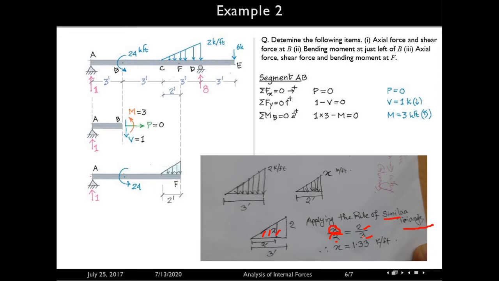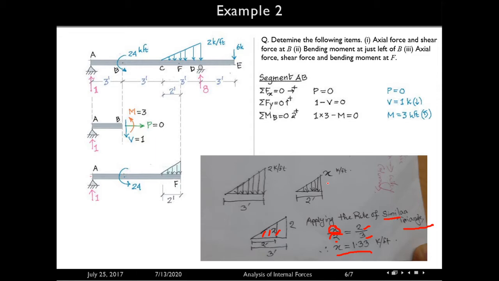So by applying this similar triangle rule, we can easily calculate the value of x from here. The value of x will be 1.33 kip per feet. In this way we can calculate the amount of maximum load, or the varying load acting on this 2 feet portion.